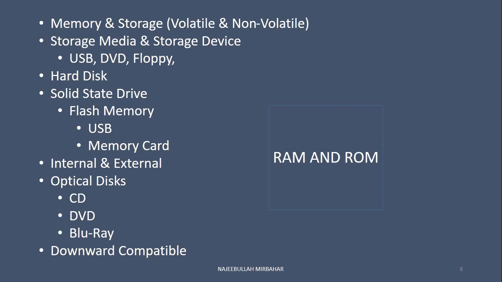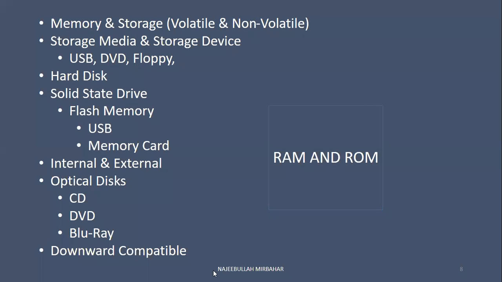Optical disks. Okay, so optical disks are circular disks that work on laser technology. There are three types of optical discs. They are CD, DVD, and Blu-ray. This is an important concept.